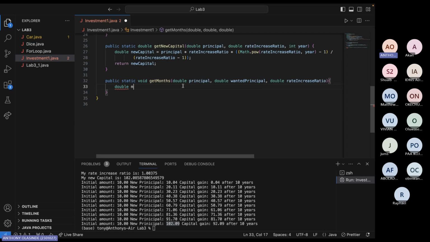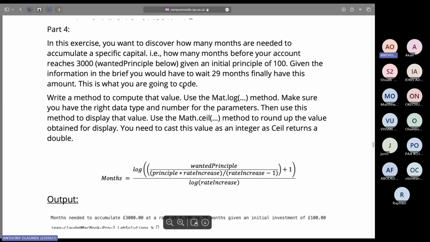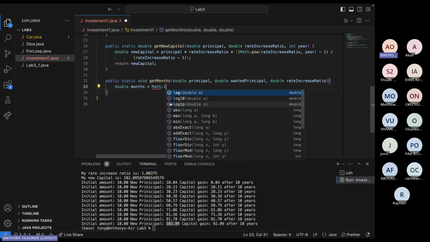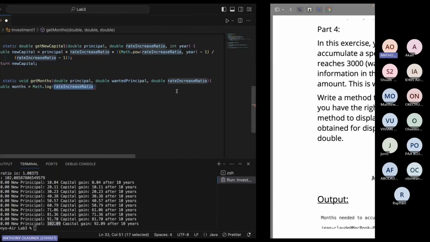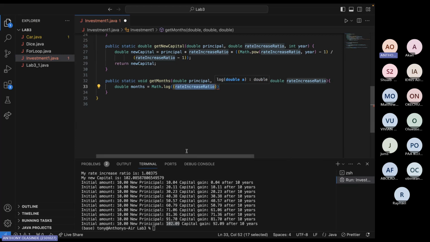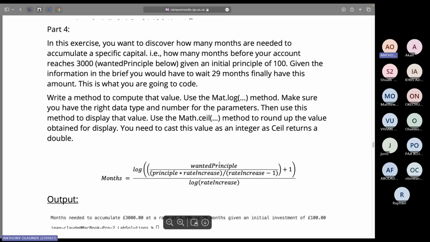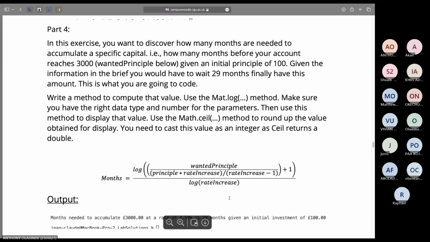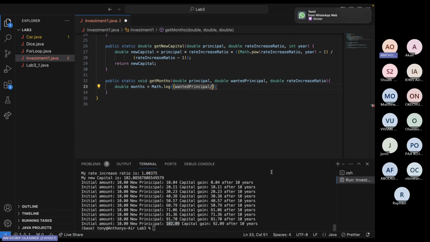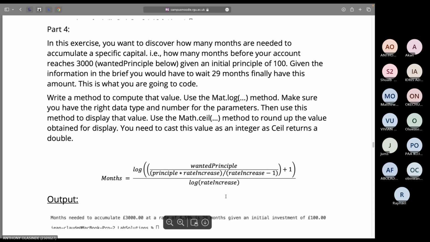Double months equals. So for you to use log, they told you what to use, math.log, right? So we say math.log, and we supply the first bracket. We've been given the first bracket, then we need the second bracket, then we want wanted principal divided by. Now everything under the divide by is going inside the bracket.